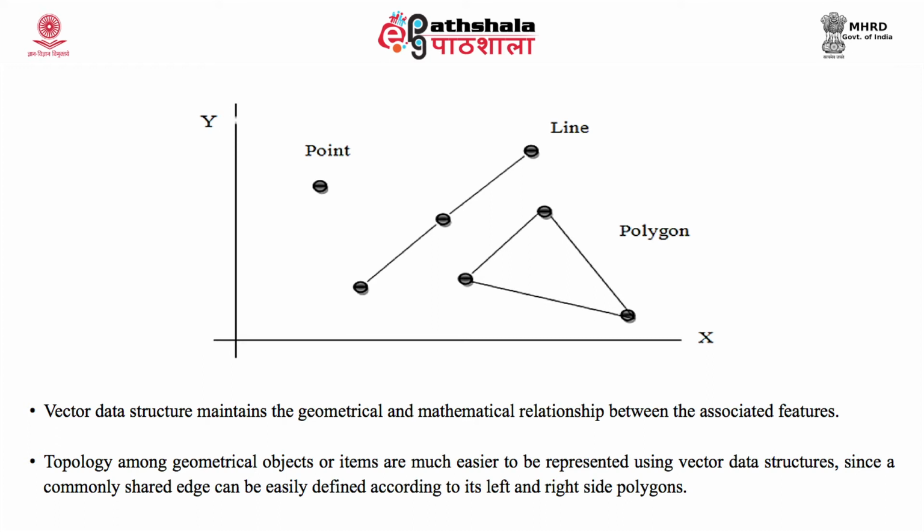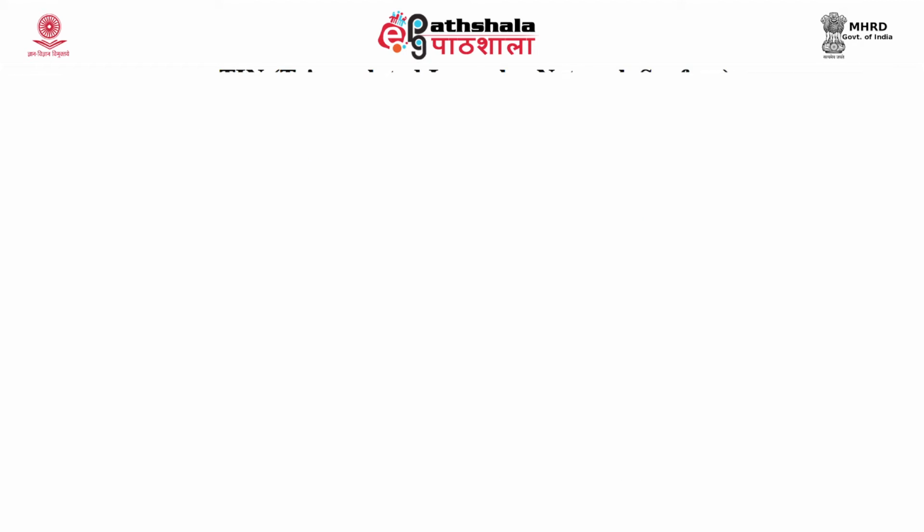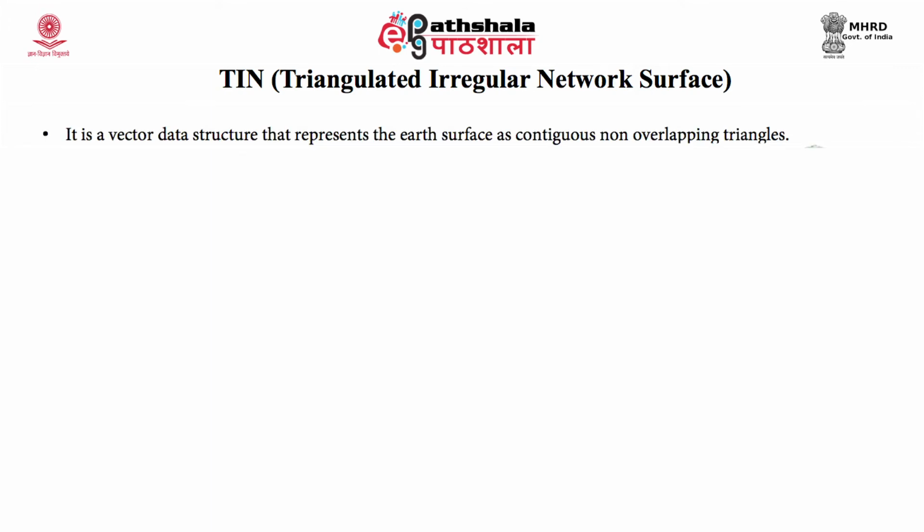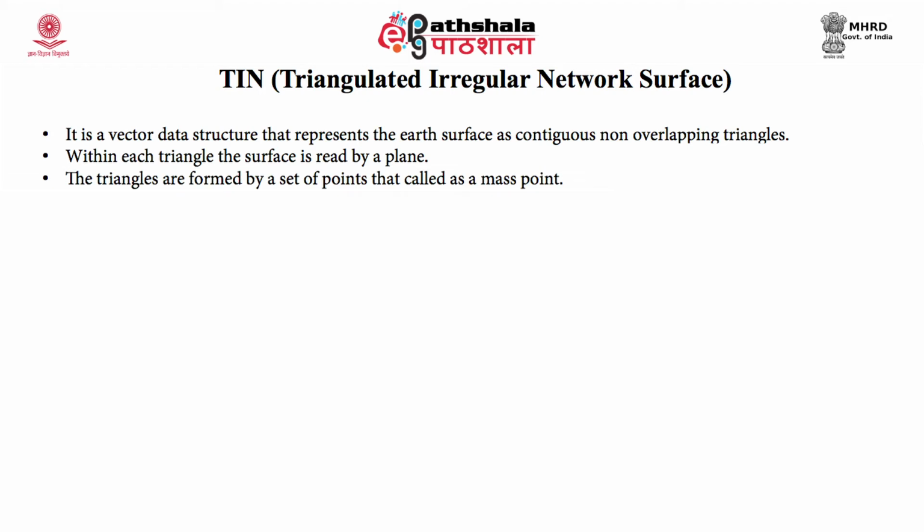Now when we talk about vector data structures, it is very important to talk about a particular feature called TIN, Triangulated Irregular Network Surface. What is this TIN? It is a vector data structure that represents the Earth surface as contiguous non-overlapping triangles. Within each triangle, the surface is represented by a plane. The triangles are formed by a set of points that are called mass points.